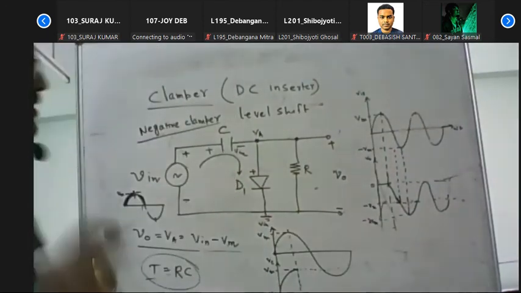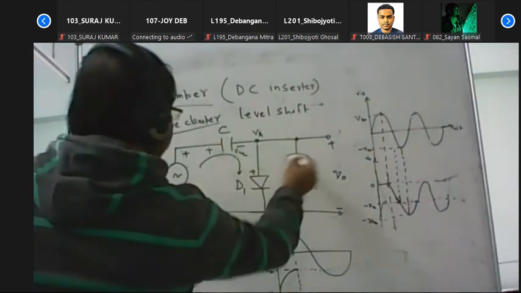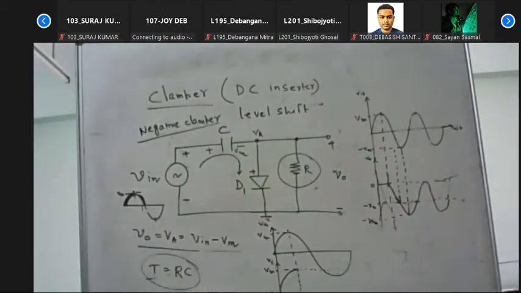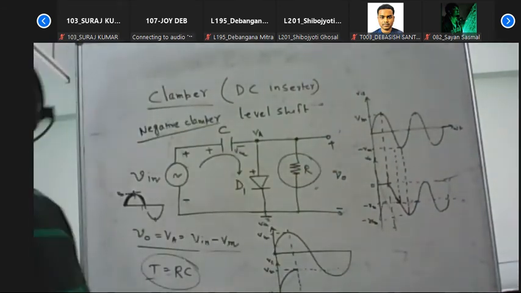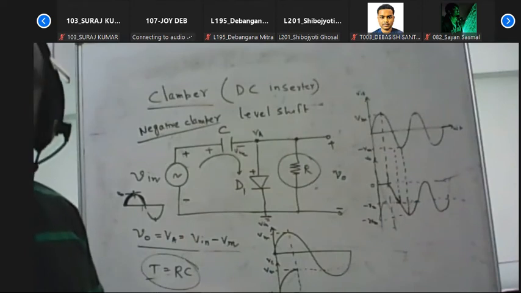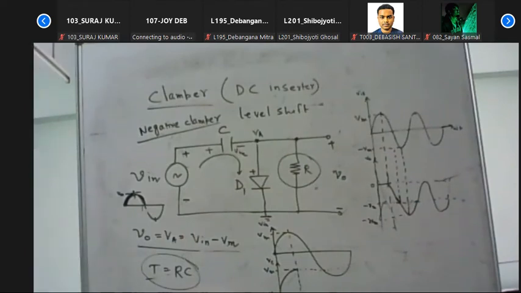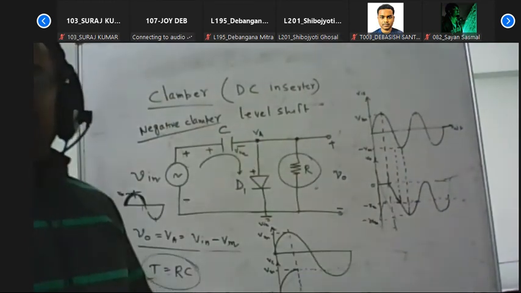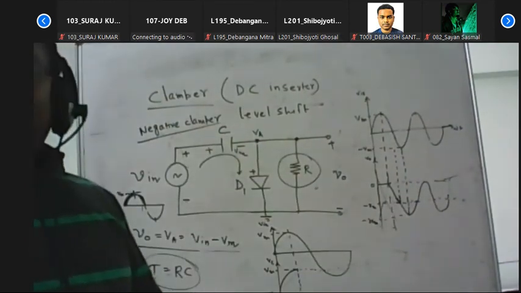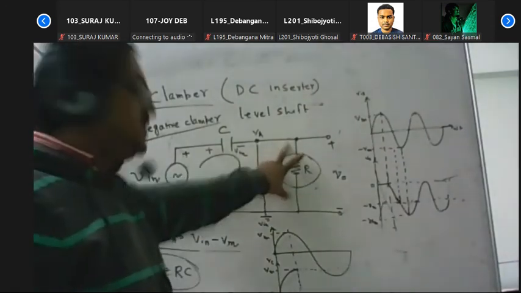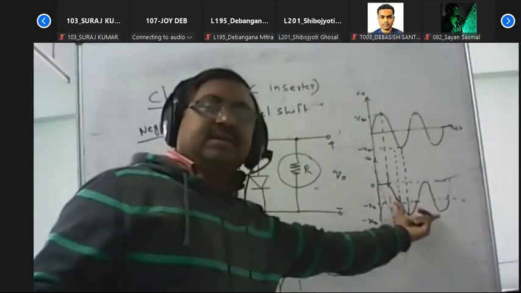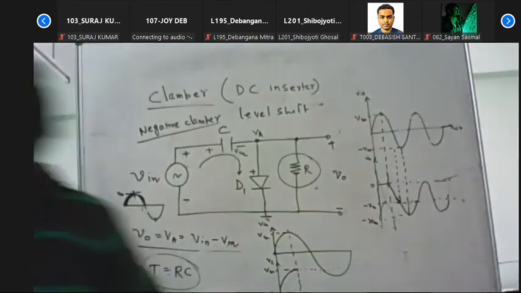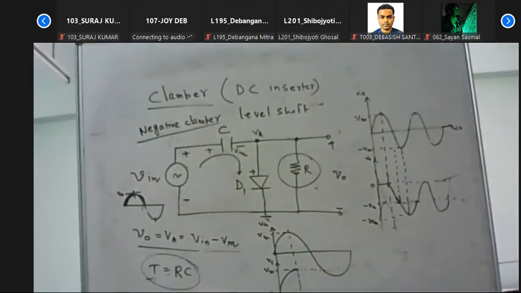So for that reason, in the clamper circuit, we obviously connect a resistance. That resistance must be very large. If this resistance is very large, then obviously no discharging path will be available. And if no discharging path is available, then the voltage is the same as this type of waveform. Okay. Any question?